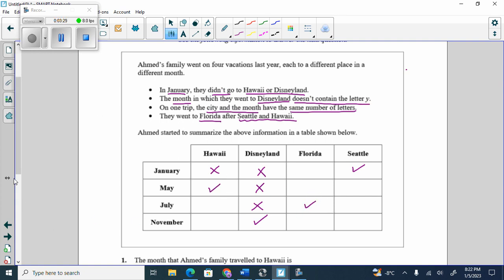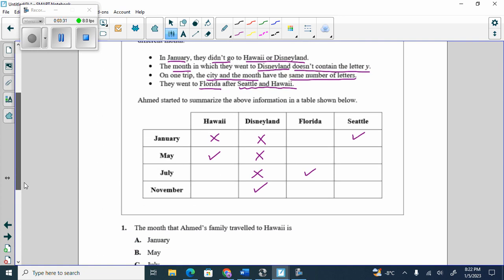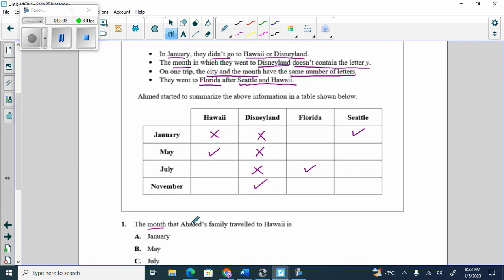Okay. So here it asks me the month that Ahmed's family traveled to Hawaii. So I find Hawaii, I find my check mark, and it is May, which is B.